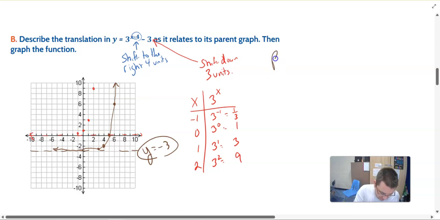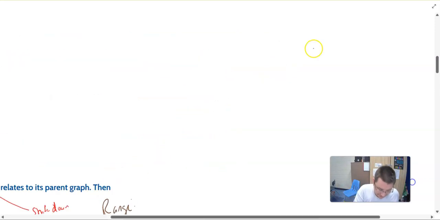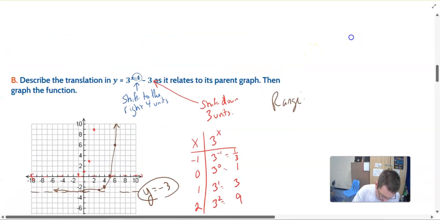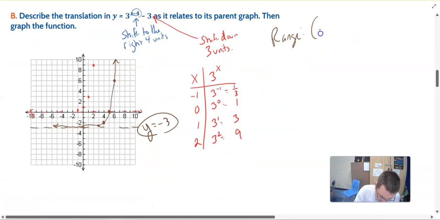And so if we talk about the range, because remember the domain is all real numbers, the range here actually shifts. Instead of being from 0 to infinity, it's now from -3 to infinity. Because again, that acts as our bottom for this graph.